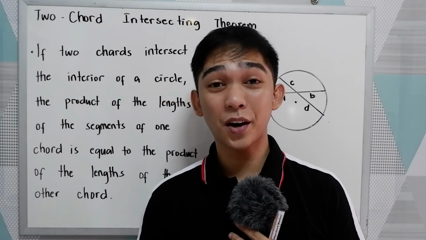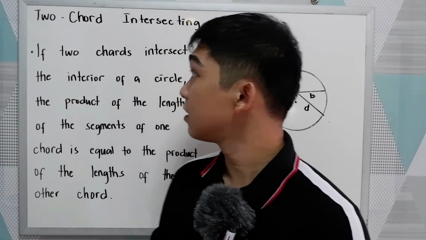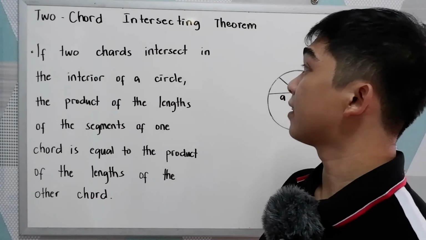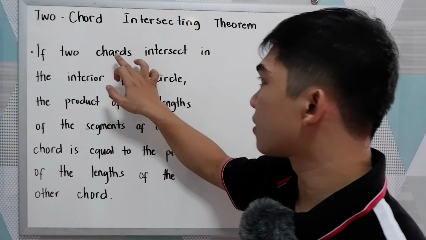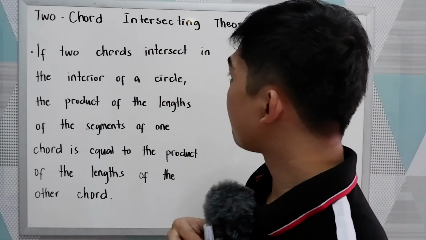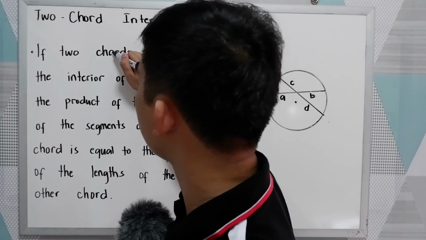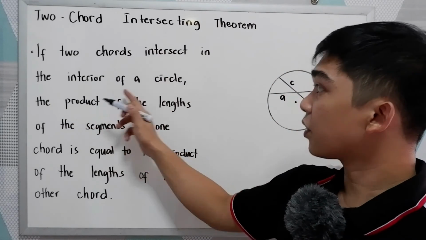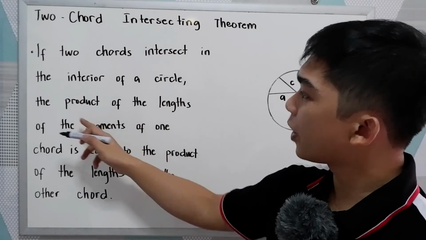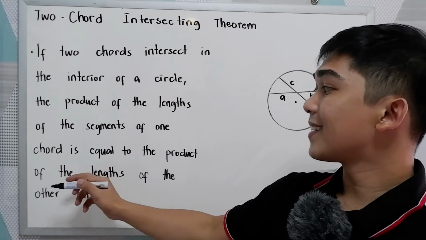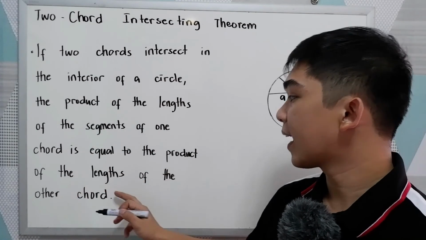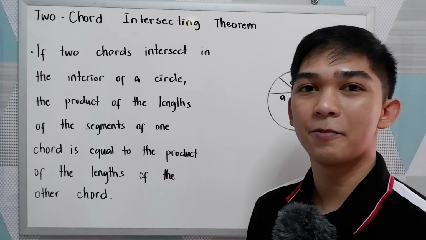And for today's tutorial video, we will be discussing the two-chord intersecting theorem. So if two chords intersect in the interior of a circle, the product of the lengths of the segments of one chord is equal to the product of the lengths of the segments of the other chord.